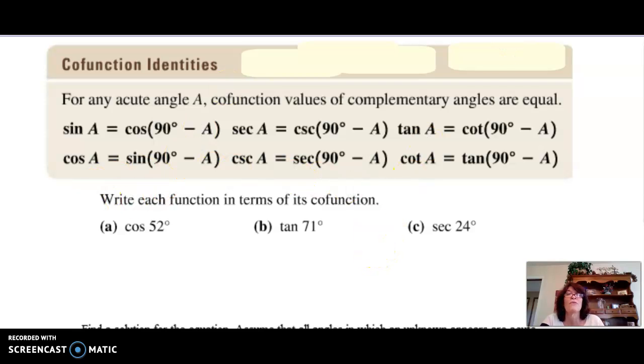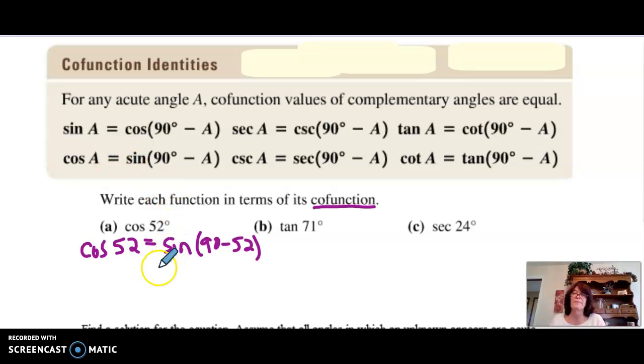All right, so if we're asked to write cosine of 52 in terms of its cofunction, I know that the cosine of 52 is the same as the sine of 90 minus 52. So the cosine of 52 ends up equaling the sine of 38. Does that make sense? I hope so.